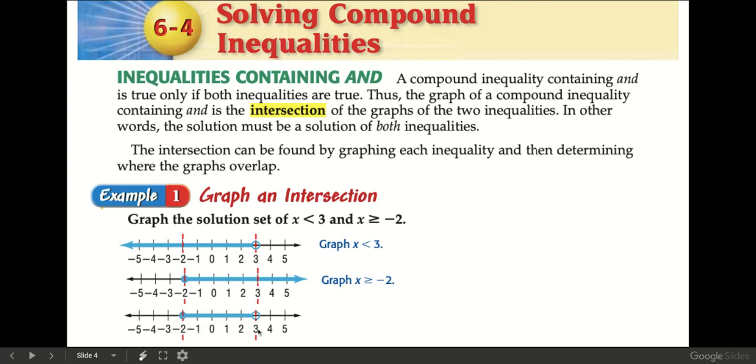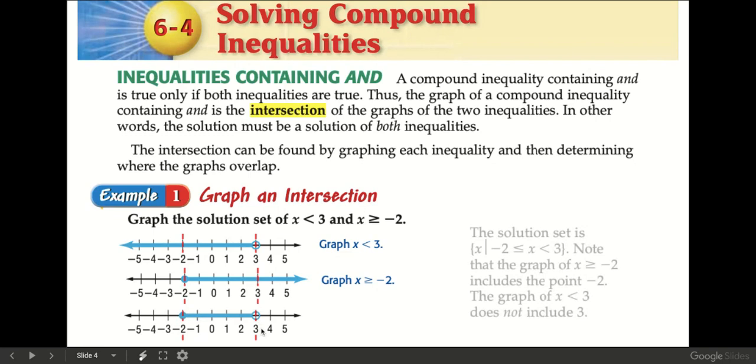It would include all the numbers that are greater than or equal to negative 2 and less than 3, all these numbers in between here, including negative 2 but not including 3. So this is the solution set, and this is how it would be written for this problem: for all x's, x would be greater than or equal to negative 2 and less than 3. Note that the graph of x is greater than or equal to negative 2 includes the point negative 2, and the graph of x is less than 3 does not include 3.